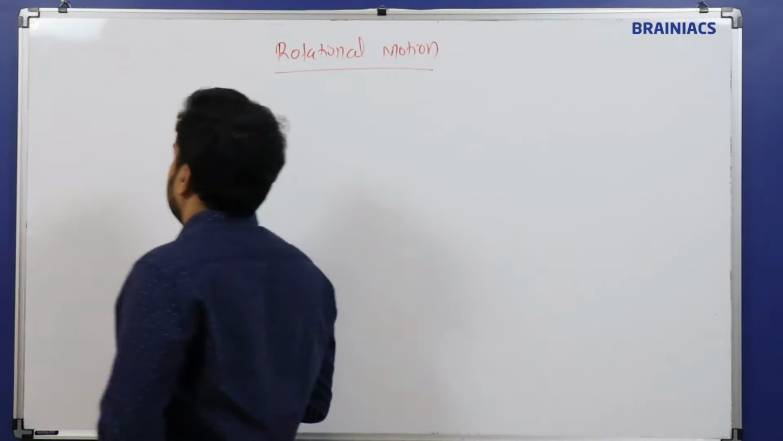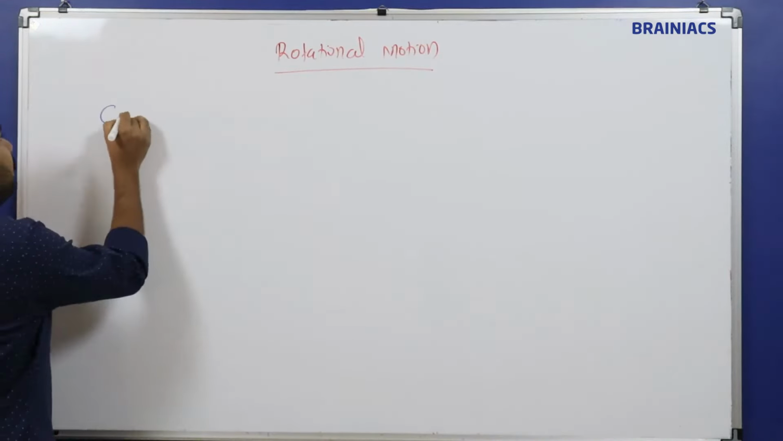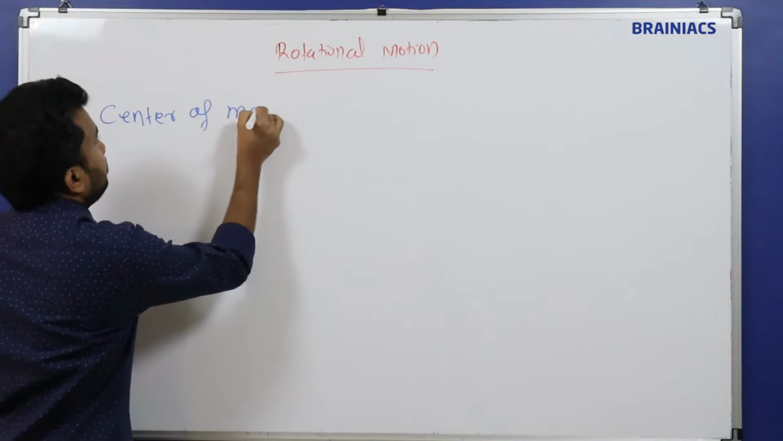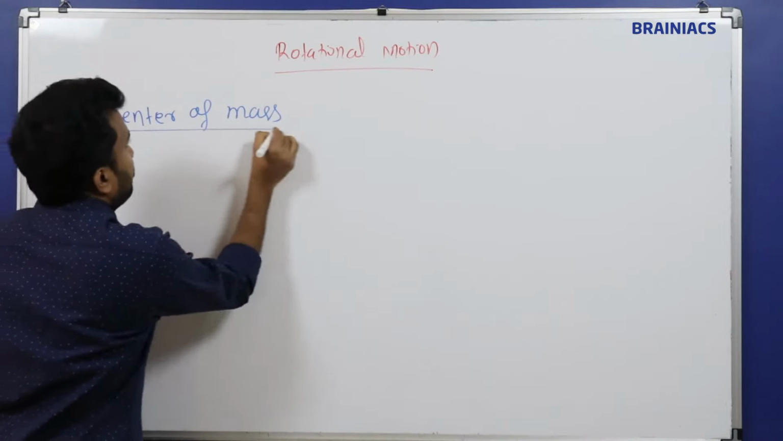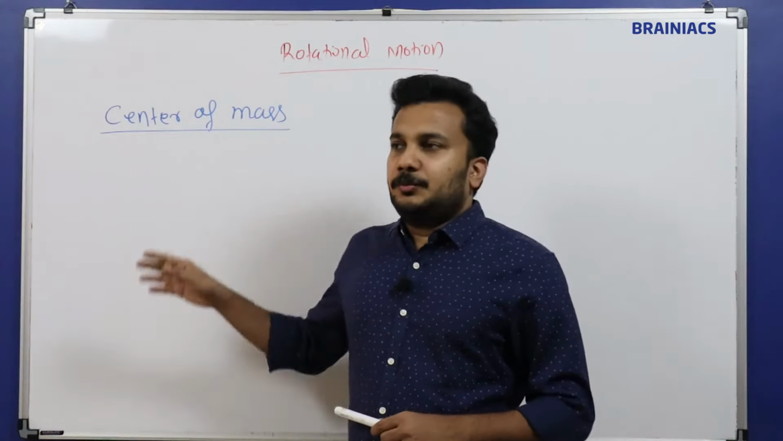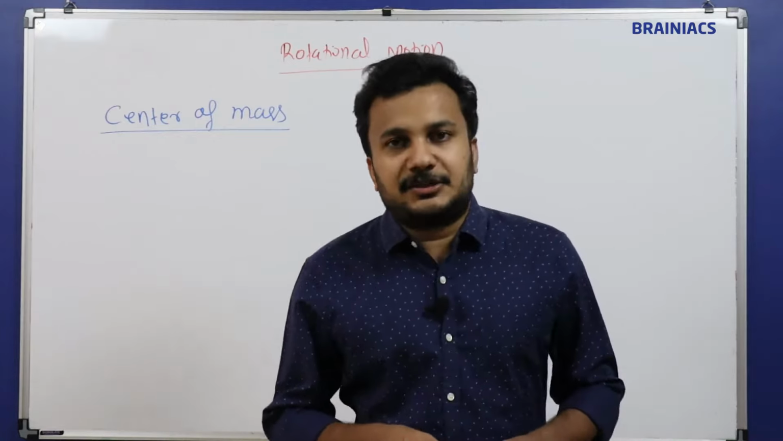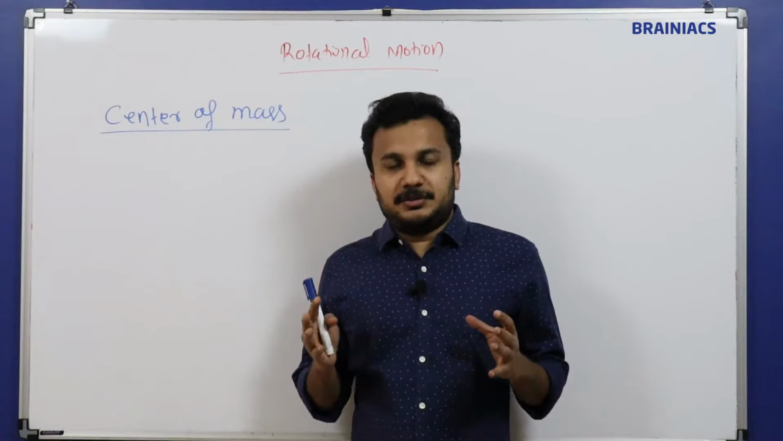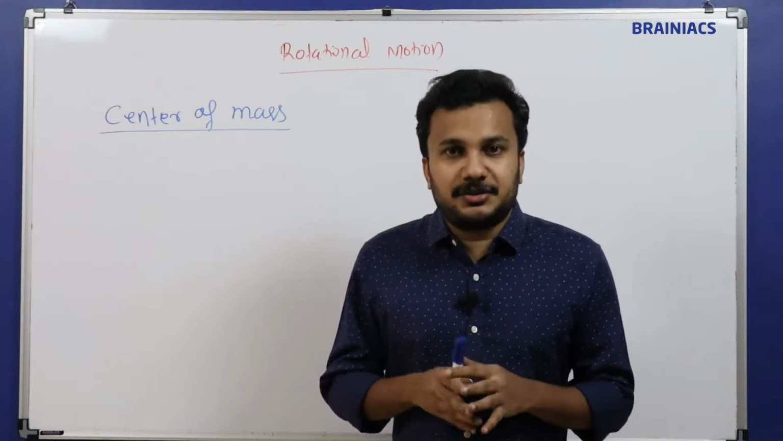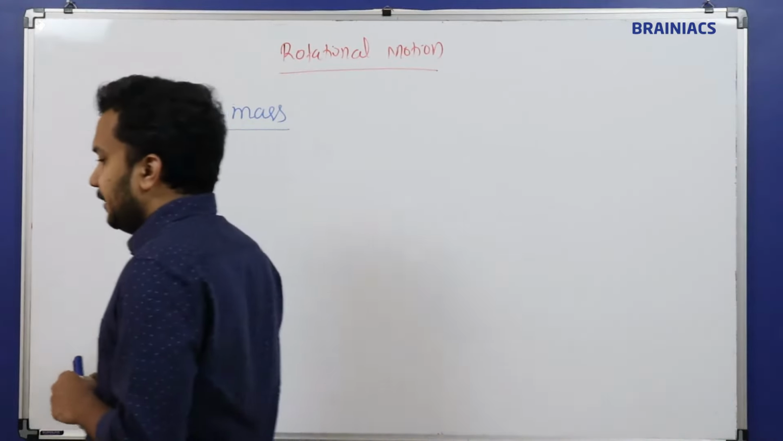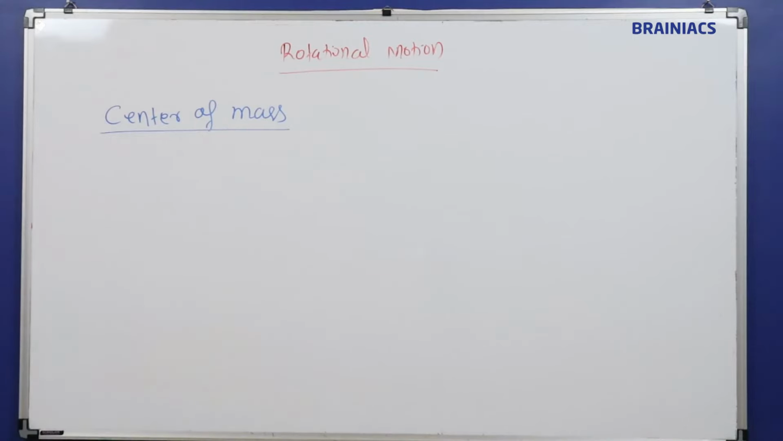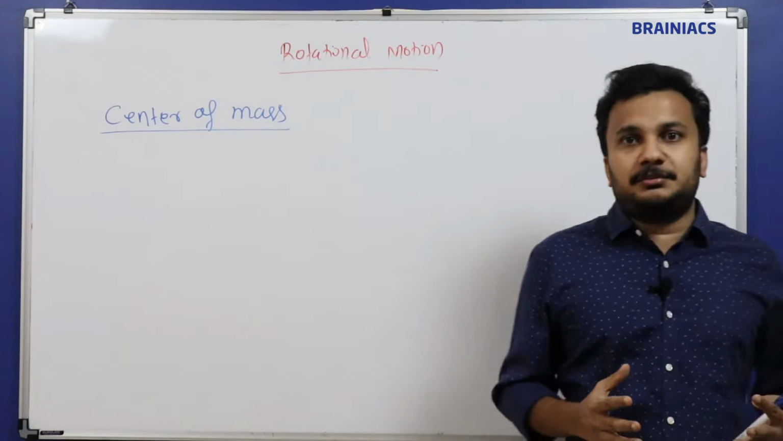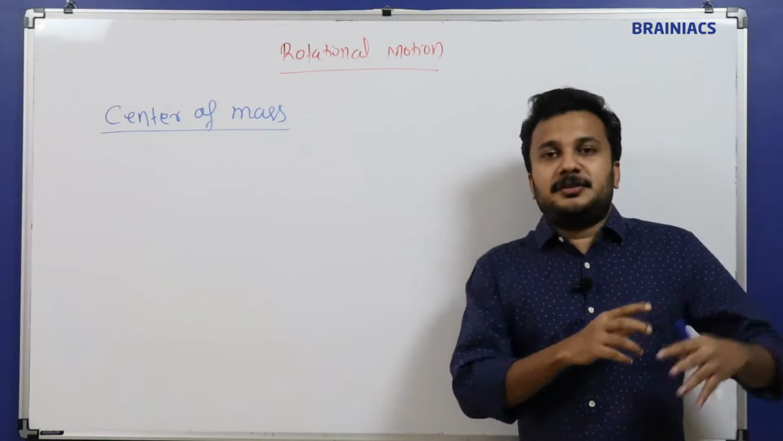So we'll start with the first concept, which is called the center of mass. You can write out the first subheading over here, which is called center of mass. So what is the center of mass actually meant? We know the whole mass of the system, or all the mass of the body, is concentrated in a single point, and this point is called the center of mass.